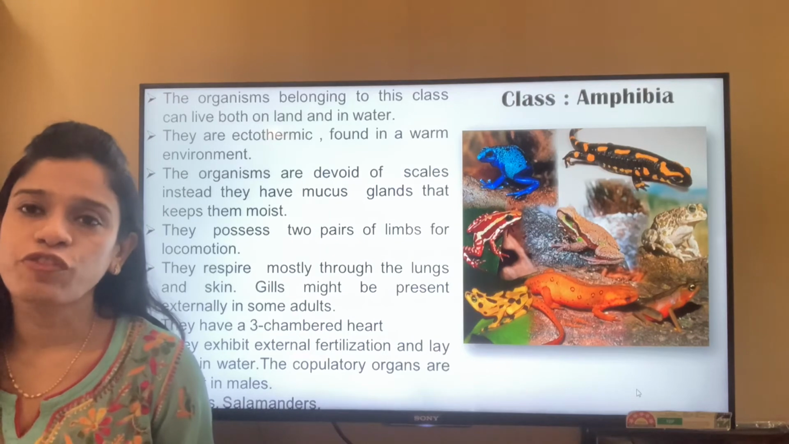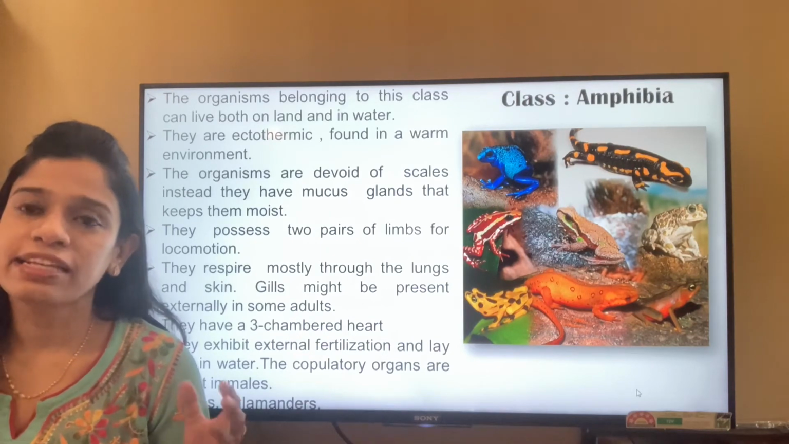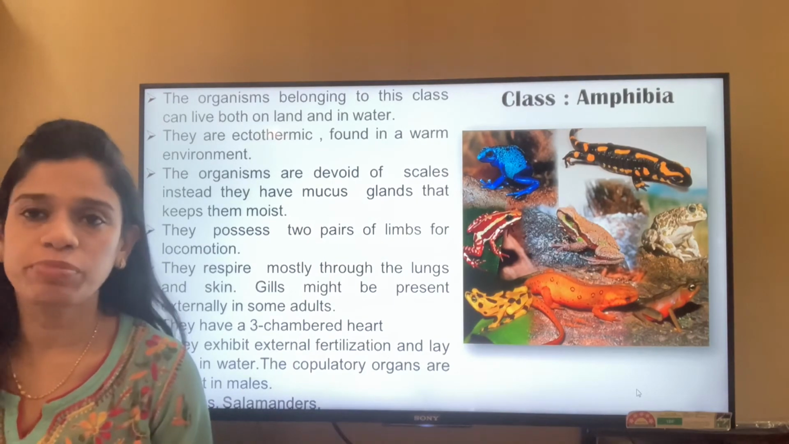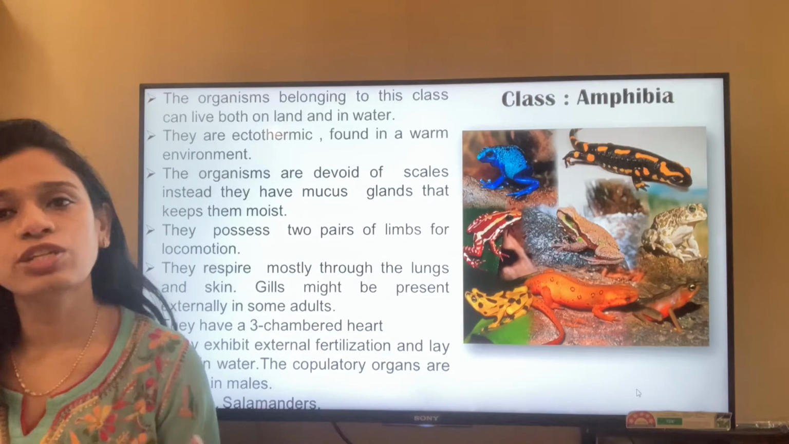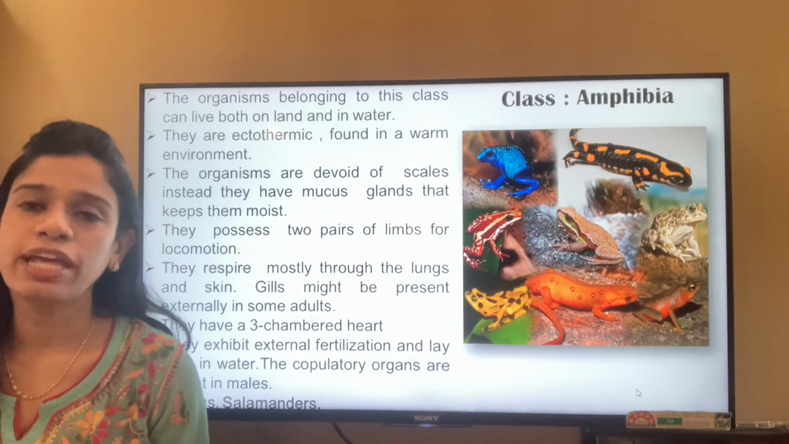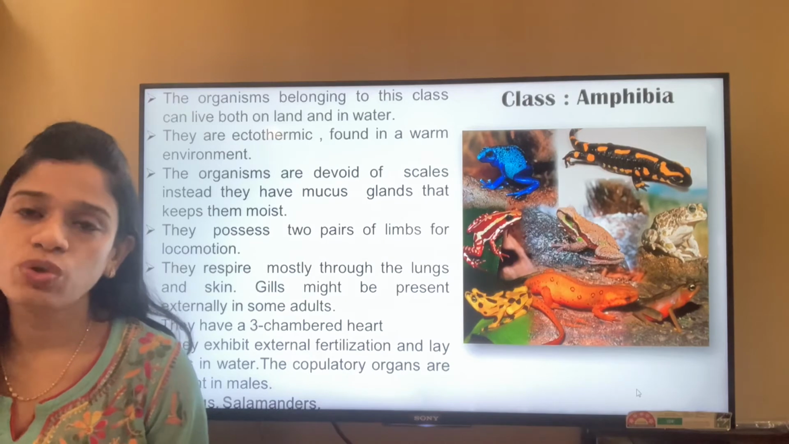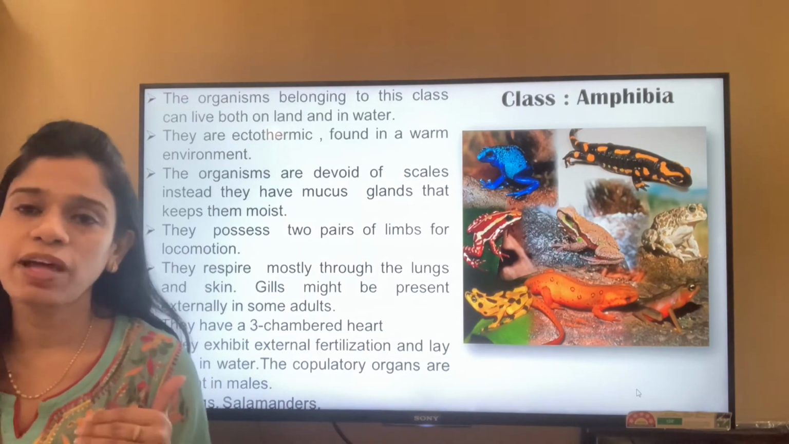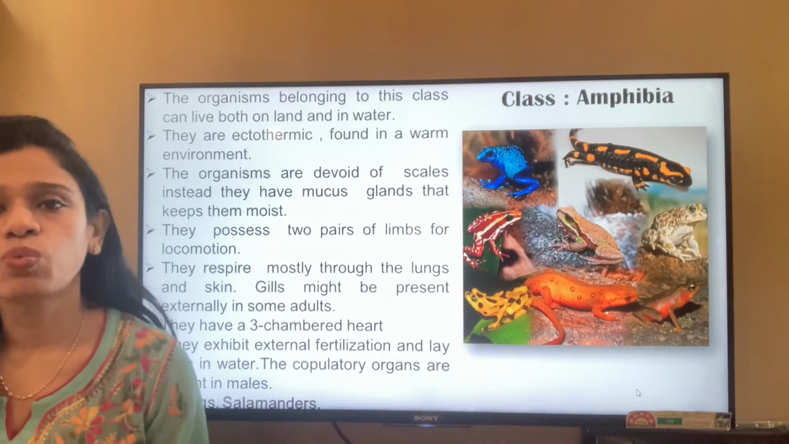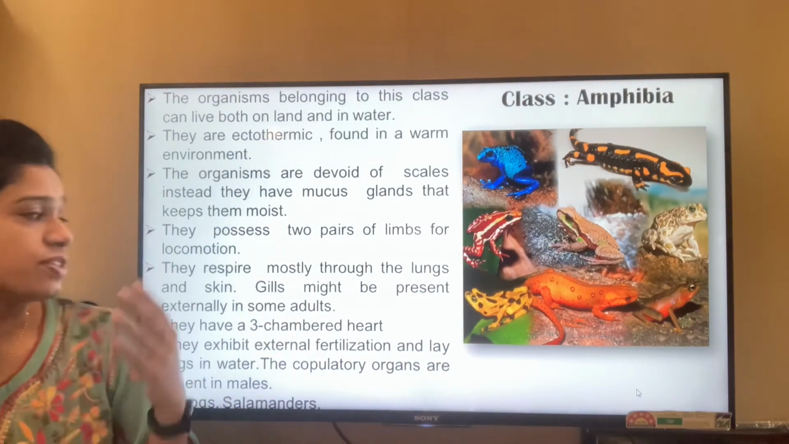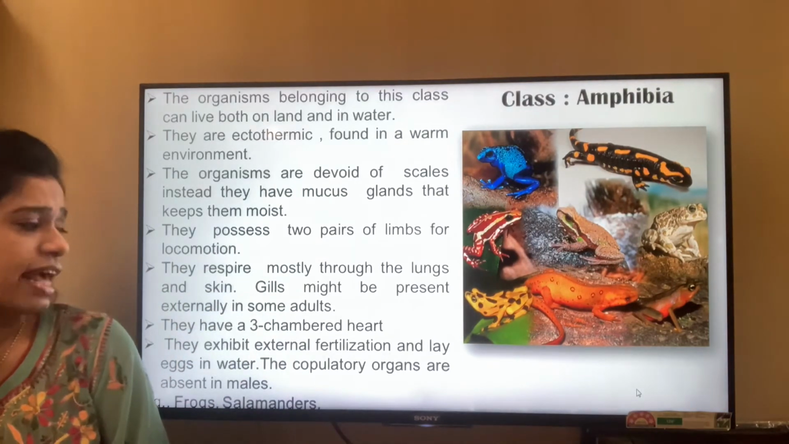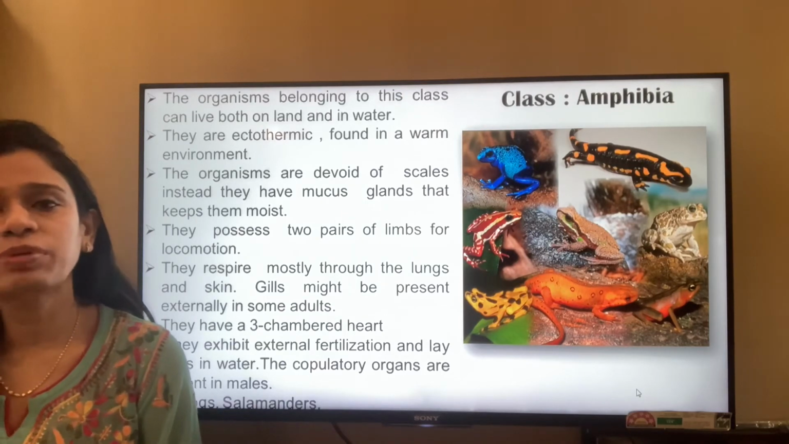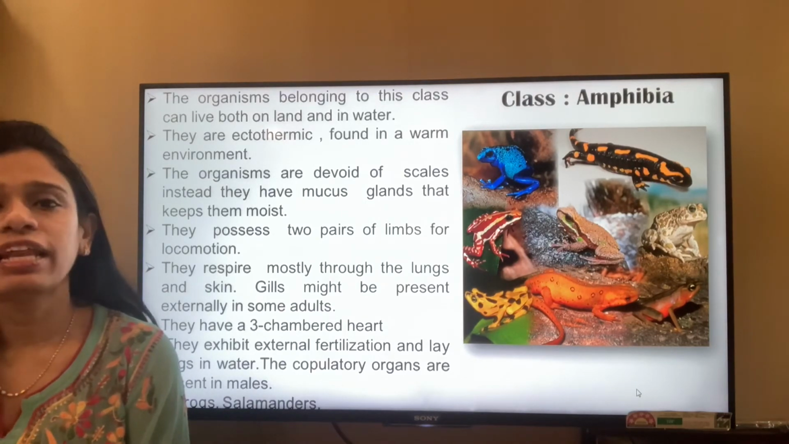In the life cycle of a frog, if you remember, the tadpole, when it is born, does not have any lungs, it has only the presence of gills. So it continues to stay in water, because tadpoles are not able to come out of water as they do not have the lungs. But during the course of the life cycle, they develop the lungs which allow them to come out of water and carry out the activities. They respire mostly through gills. They have a 3-chambered heart. Unlike us, they have a 3-chambered heart, and they exhibit external fertilization, and they lay eggs in water.